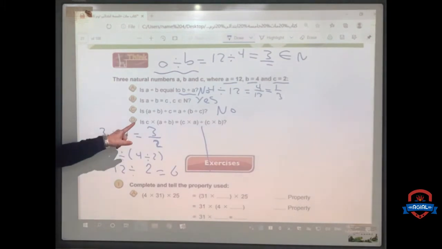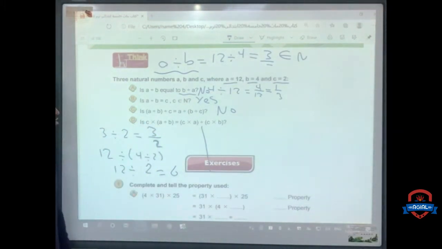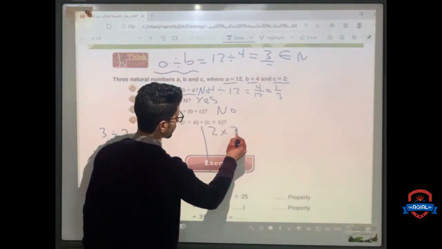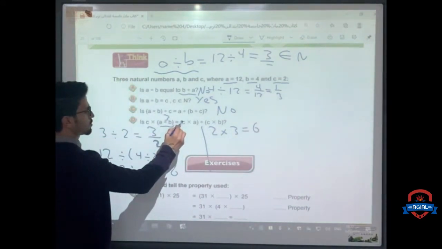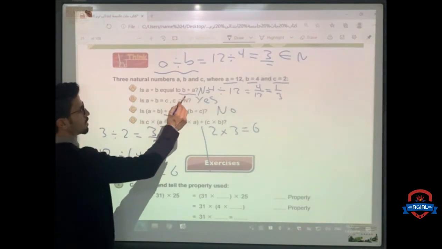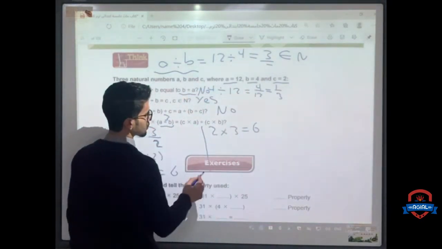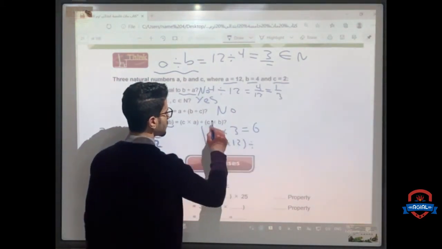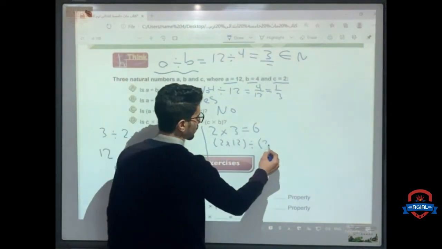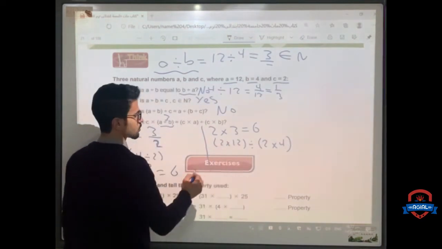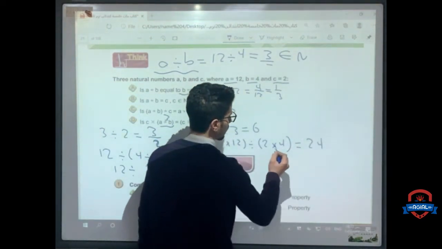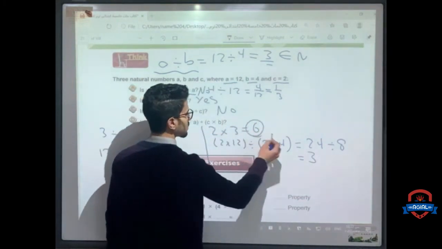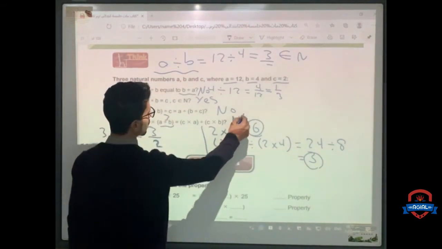And in letter D, is c times (a divided by b) equal to (c times a) divided by (c times b)? We know that a divided by b equals 3, so c times that equals 2 times 3 equals 6. And the second term equals c times a, where a equals 12 and c equals 2, so 2 times 12 divided by c times b, where c equals 2 and b equals 4. So we have 2 times 12 equals 24 and 2 times 4 equals 8. So we have 24 divided by 8 equals 3, and we have 6 and 3, and they are not equal, so no. And now let's start with these exercises.